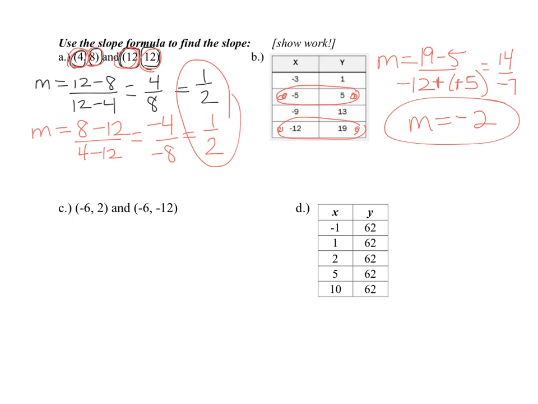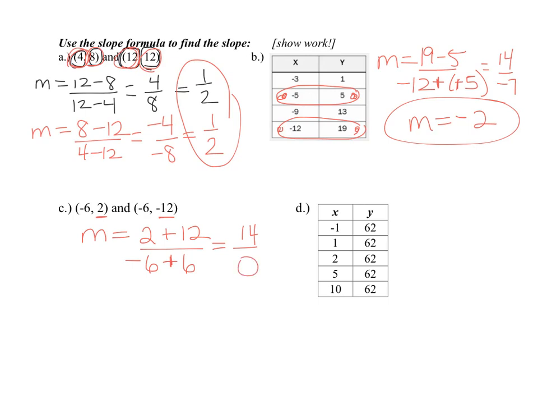Let's take a look at letter C. On the top, I'm going to subtract my y values. So my y values are 2 minus negative 12. I'm just going to say 2 plus 12 because it's minus a negative. Because I did the first minus the second, I've got to do the first minus the second on the bottom. So now I'm going to do negative 6 minus negative 6. Now negative 6 minus negative 6 is the same as saying plus 6. So what I get here is 14 over 0.